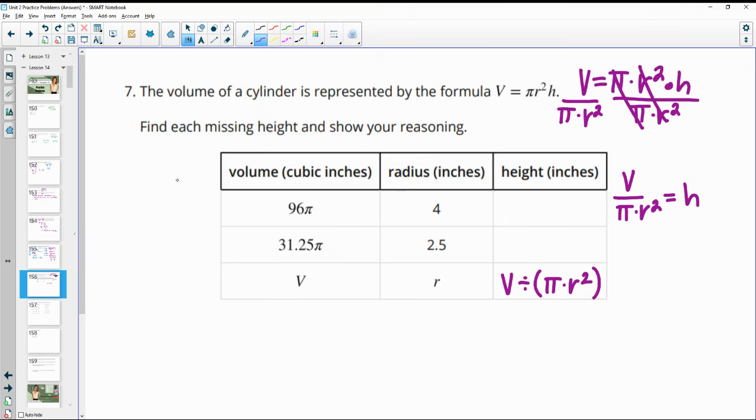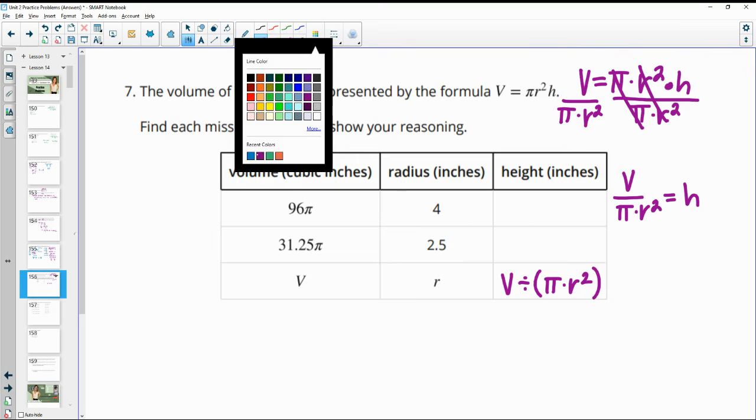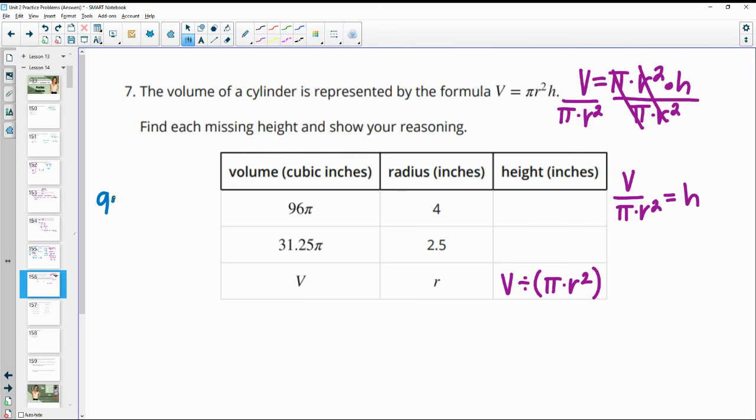So when we're doing this, this 96 pi here is our volume, so we're going to take that, and we're going to divide by pi. Actually, why don't I write this as a fraction? That's probably easier to look at. So we're going to get 96 pi, and we're going to divide by pi, and we're going to divide by the radius squared. Okay, and 4 squared is 16. So pi divided by pi is 1. So then we're just going to do 96 divided by 16, which is 6.